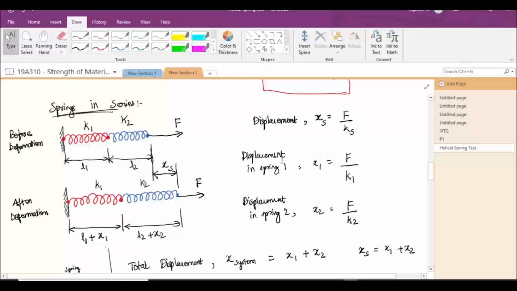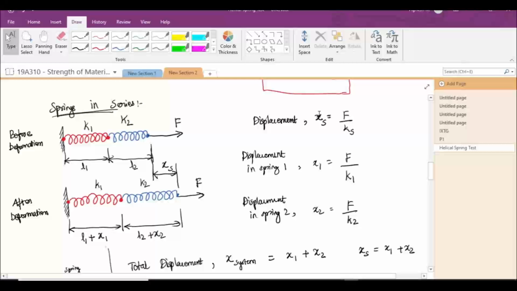At the same time, the displacement of the first spring is going to be the force applied on the first spring divided by the stiffness of the first spring. As the force is applied, this force is applied throughout the length of the spring. So the force in the first spring and the force in the second spring are going to be the same, which is F. That's why the displacement of the first spring, x1, is F divided by K1. Now, the displacement of the second spring, x2, is the force applied on the second spring, which is F, divided by the stiffness of the second spring, K2.